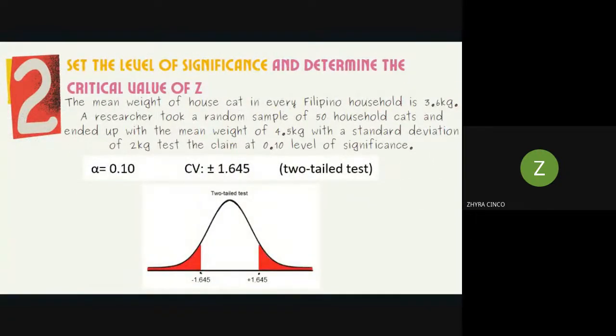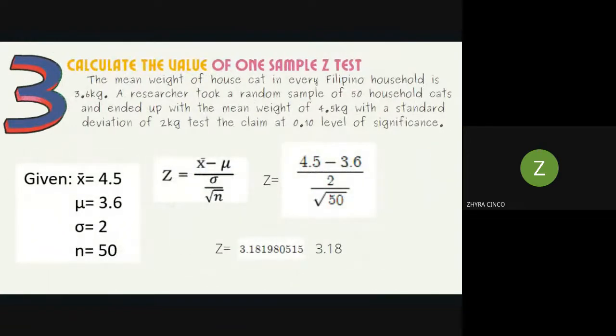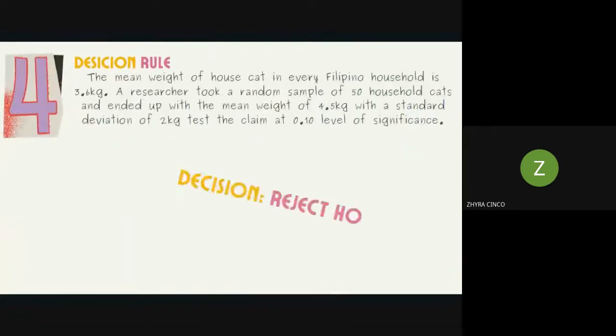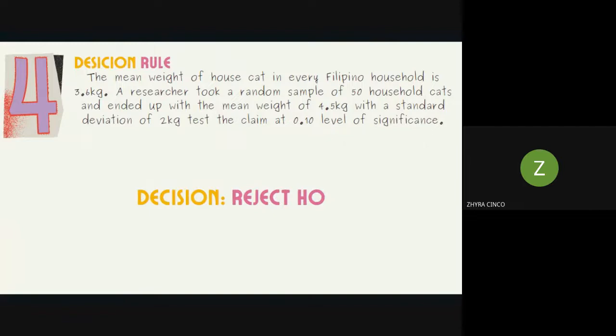Second, set the level of significance and determine the critical value of Z. It's a two-tailed test, so we are going to plot the rejection region on each side. The next step, we again list the given values and substitute them into our formula, and we had the answer 3.18. 3.18 falls into the rejection region, so our decision will be to reject the H0, or null hypothesis.